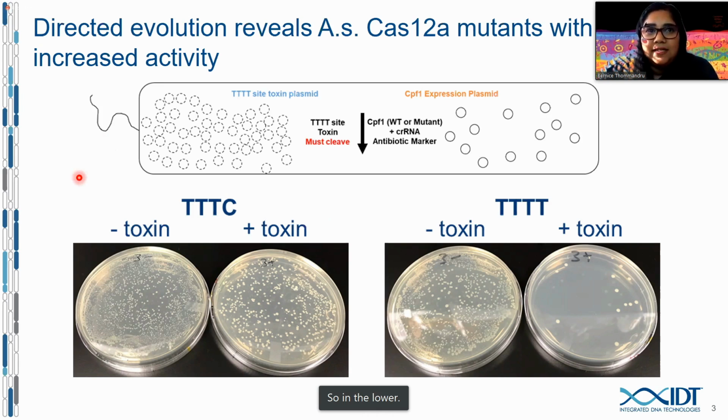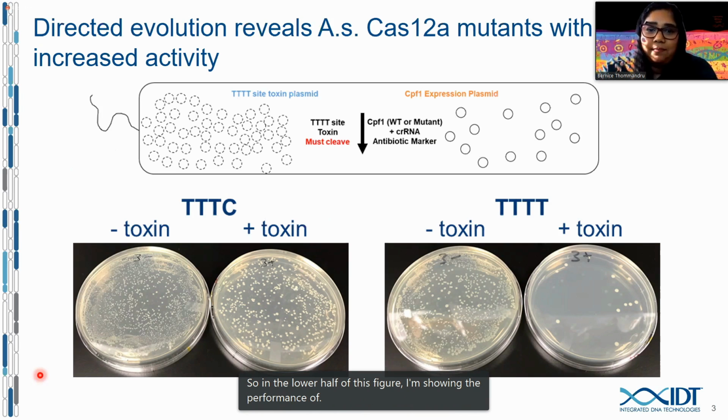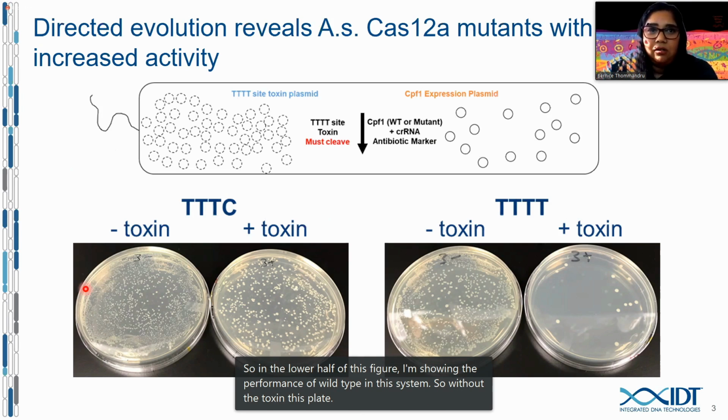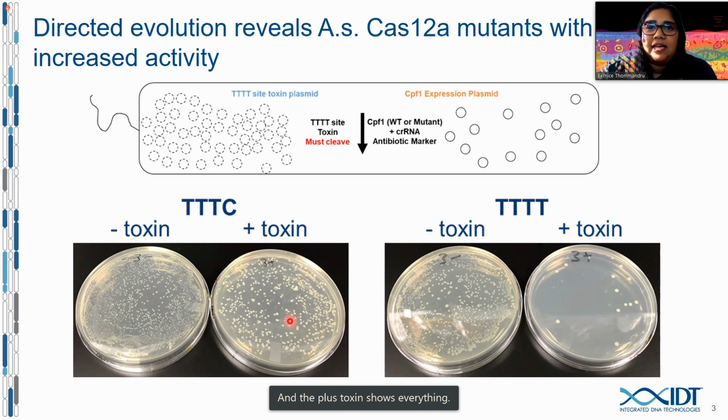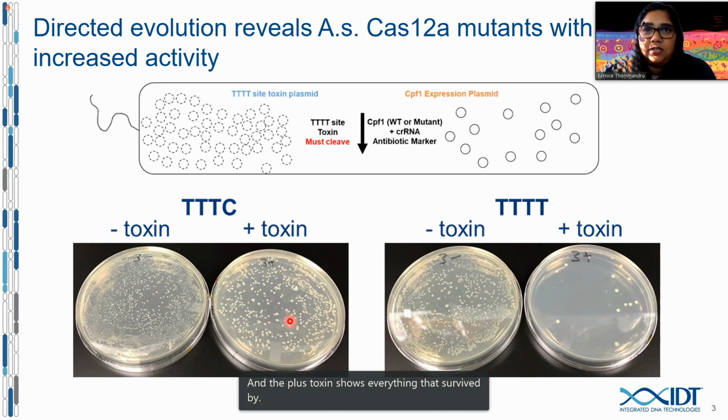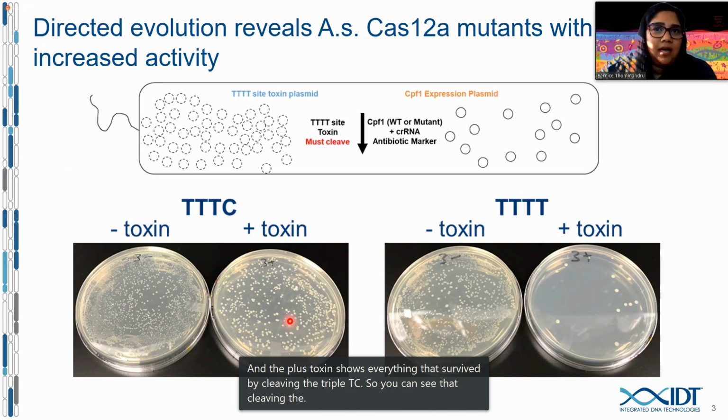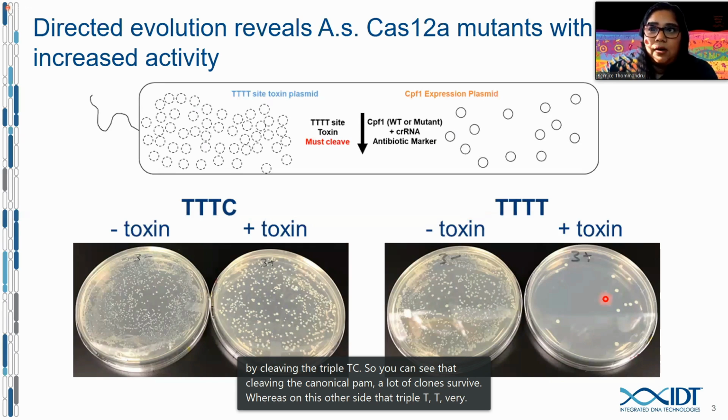So in the lower half of this figure, I'm showing the performance of wild type in this system. Without the toxin, this plate shows all of the colonies that could have survived. And the plus toxin shows everything that survived by cleaving the TTTC. So you can see that cleaving the canonical PAM, a lot of clones survive, whereas on this other side, the TTTT, very few colonies make it through this screen.